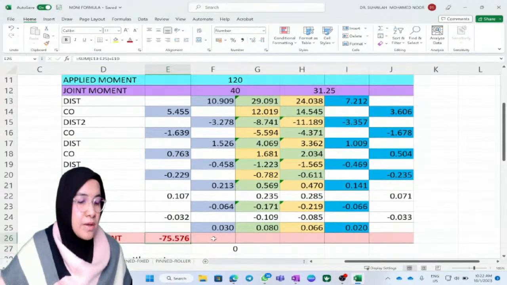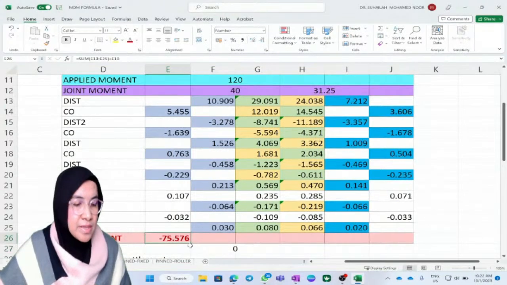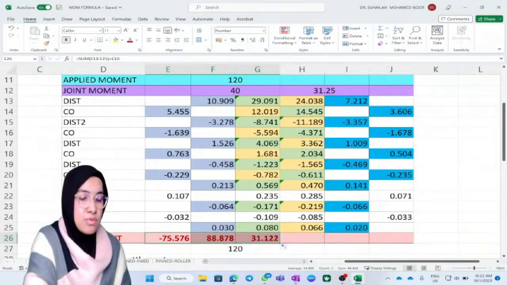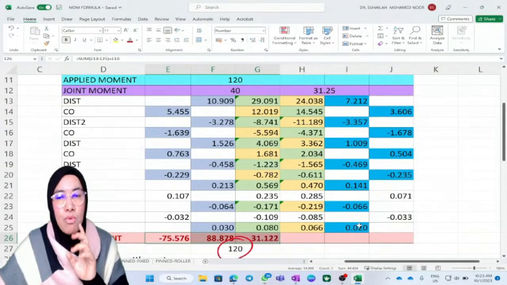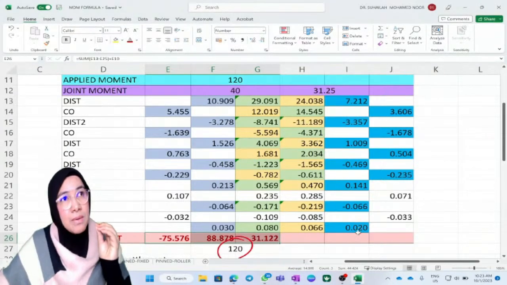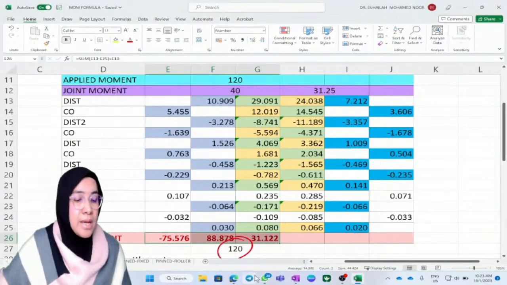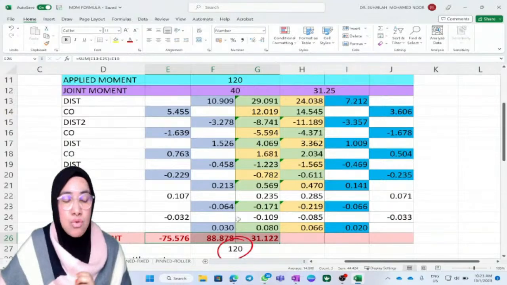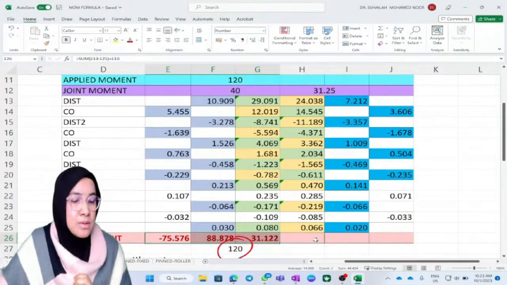So negative 75.576. This one is 88.878 for BA. For BC, we get 31.122. Total is 120 because we must get back the moment 120 that we apply at B. That's why we don't get 0 here, because at B, MB is equal to 120.